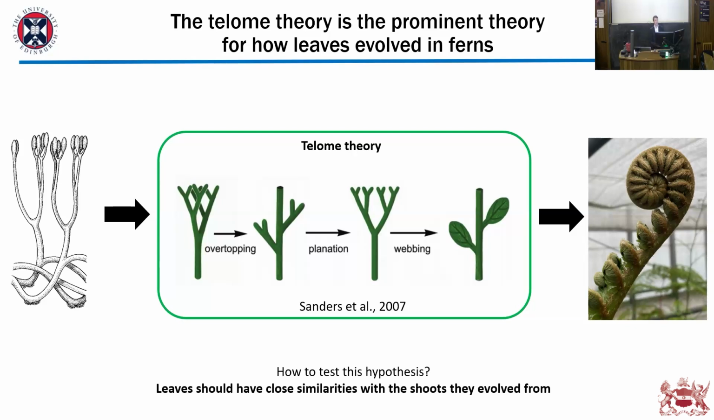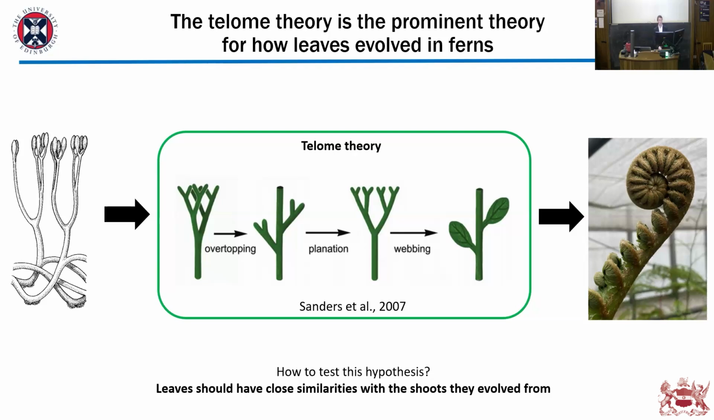So one way you might be able to test this is to think about the similarities between shoots and leaves. If leaves evolve directly from shoots, we might expect them to have close similarities with the shoots. And so what we want to do is to therefore make a comparison between the shoots and leaves of living ferns and see how similar they are.